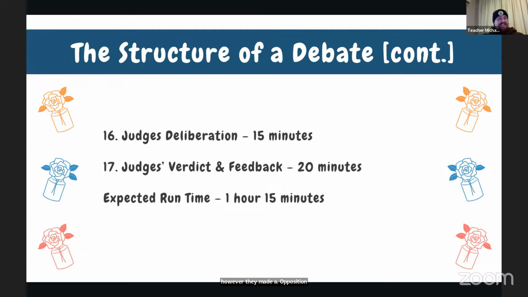But after the debate, the judges will actually write out small personalized feedback for each speaker. And we're working on a system to send that information to debaters.